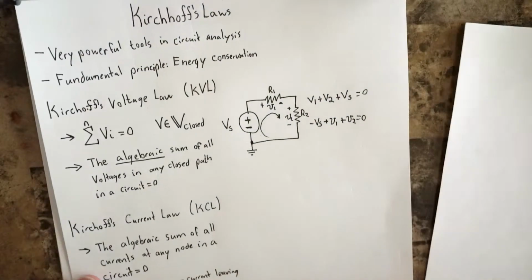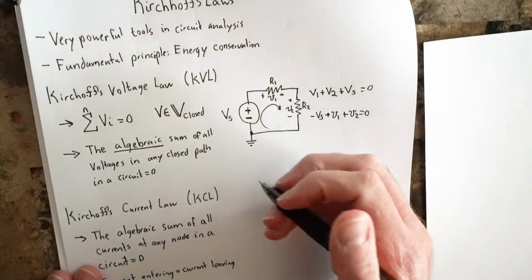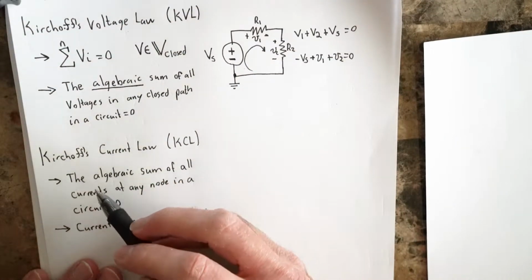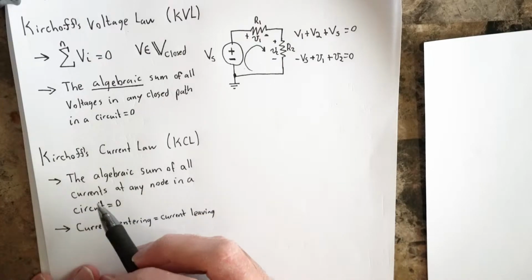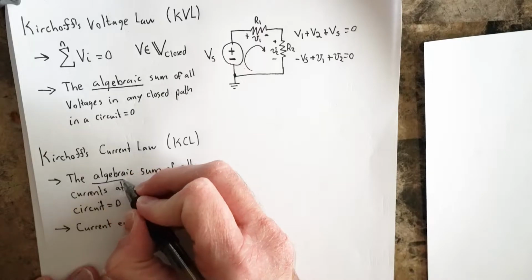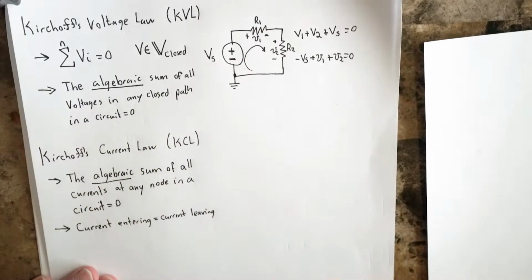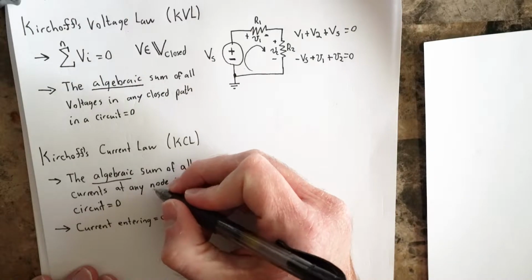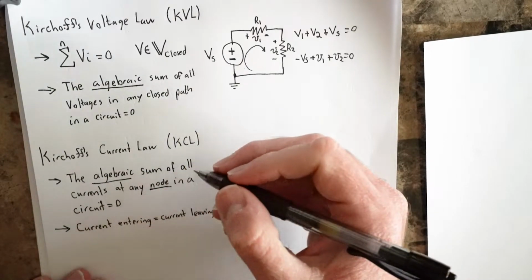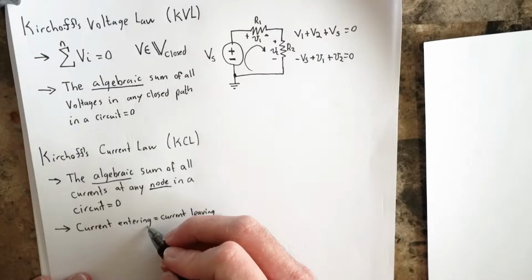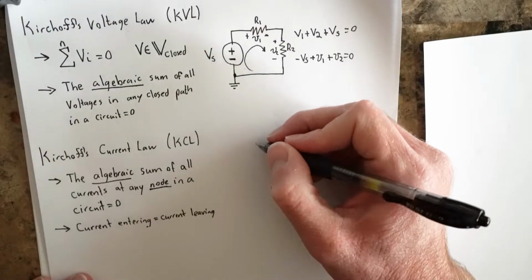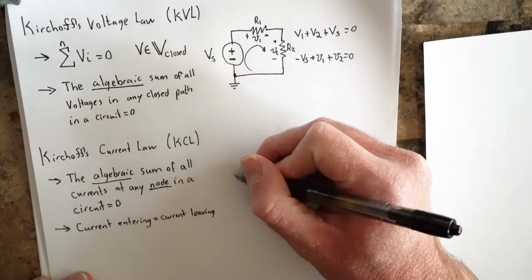Now moving on to Kirchhoff's current law, this has a very similar interpretation in that the algebraic sum of all currents at any node in a circuit is equal to 0. So again, this is an algebraic sum, meaning that current direction is going to matter here, and we'll define a node here in a second. But all currents entering a node is equal to the currents leaving a particular node. So let's create a circuit here.